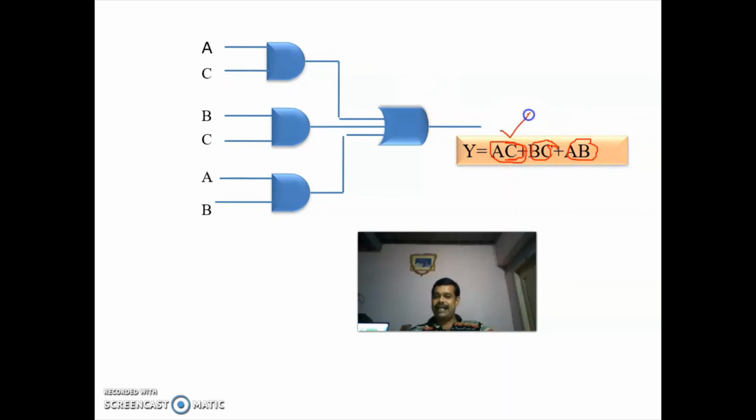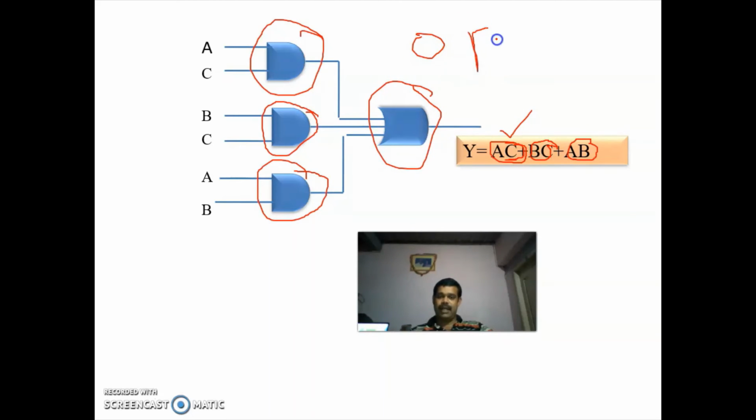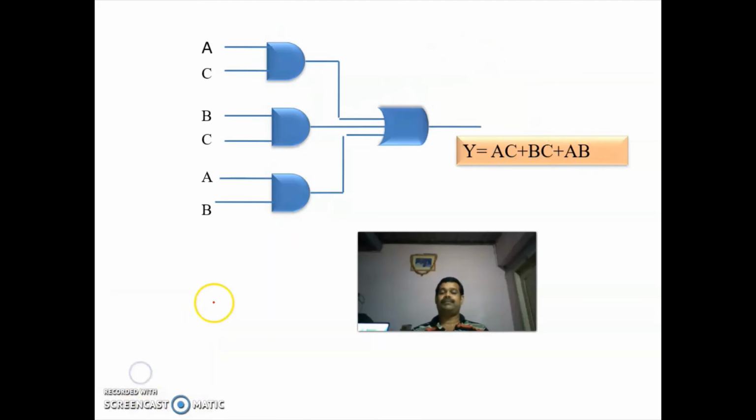So to implement an AND term, you need an AND gate. So for this AC, we have used one AND gate. For BC, we have used another AND gate, and for AB, we have used another AND gate. So this plus indicates OR. So we give that output to an OR gate. So we have got the output. So we have designed the circuit, and the circuit will give an output of 1 if more than one input is 1. So finally we have designed this circuit.